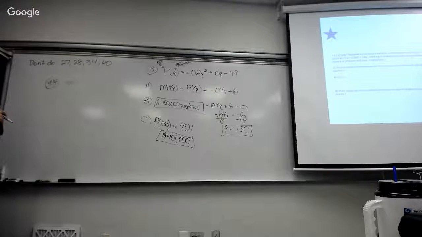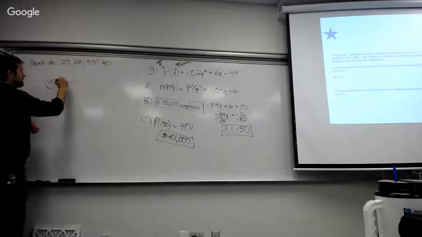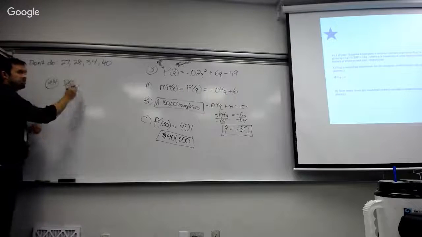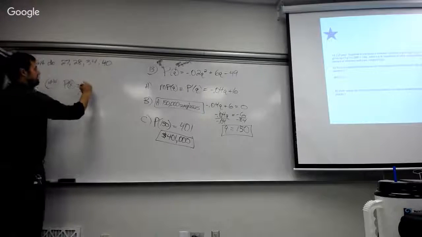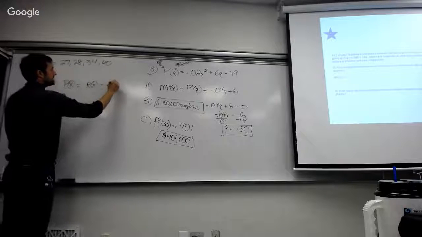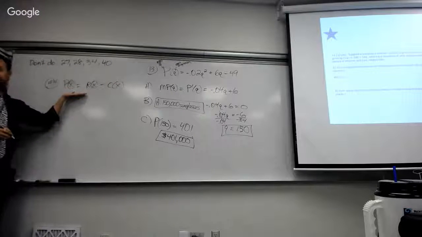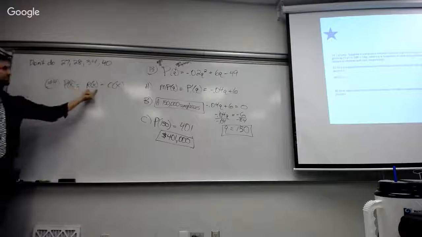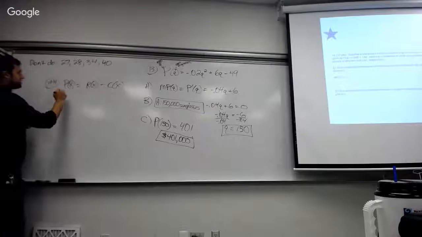It says, find a simplified expression for marginal profit. Well, first, what do we have to do? First, we have to just find profit. So the profit formula is going to be revenue minus cost. That's a nice way of writing it down right there. Profit is equal to revenue minus cost. So then we plug in our two formulas.